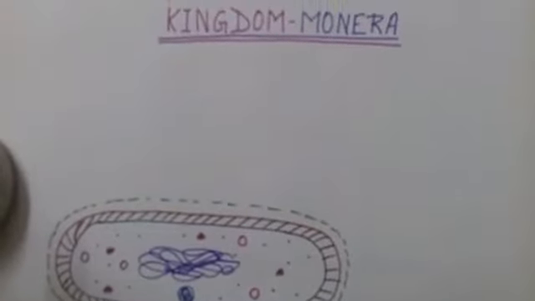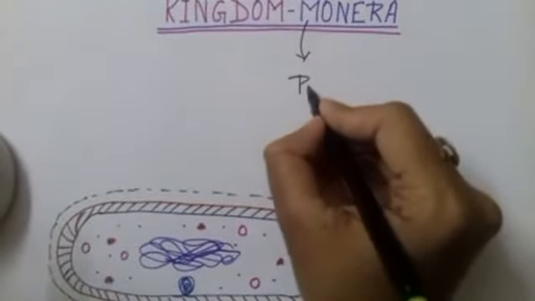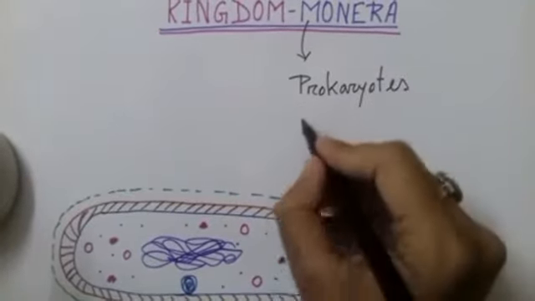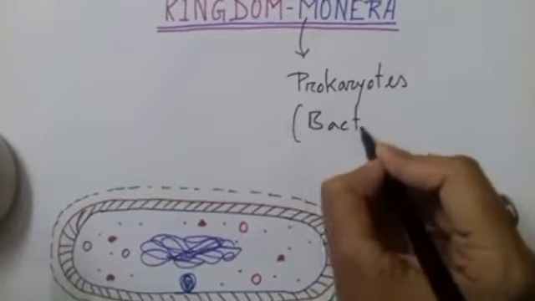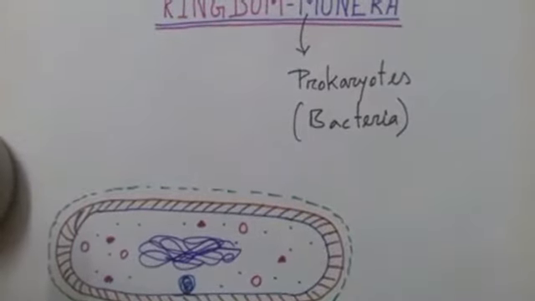Today, I am going to describe kingdom Monera. This kingdom Monera consists of all the prokaryotes, and their sole member is bacteria. Bacteria are the most abundant microorganism.